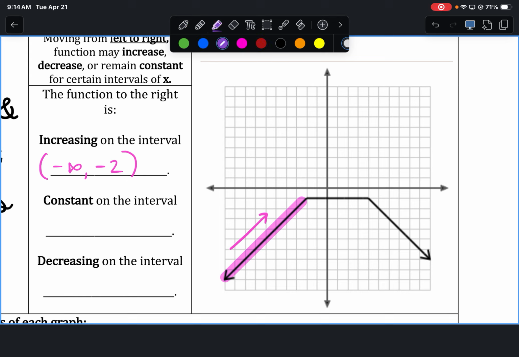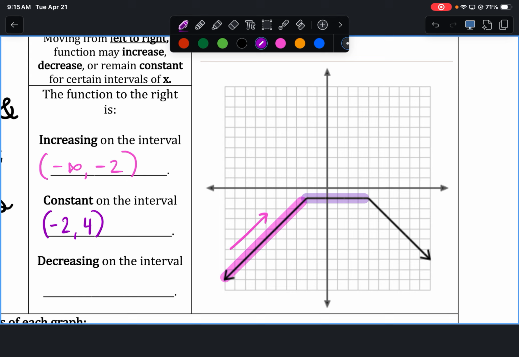Okay, now what is happening after that? Is it increasing, decreasing, or remaining constant? Constant. It's not going up or down. It's staying the same, right? So where does that section start being constant, at what x value? -2. When does that section stop being constant? +4. And we use parentheses when we're dealing with these, okay? We always use parentheses when we're dealing with this, and we'll talk about that in just a second.